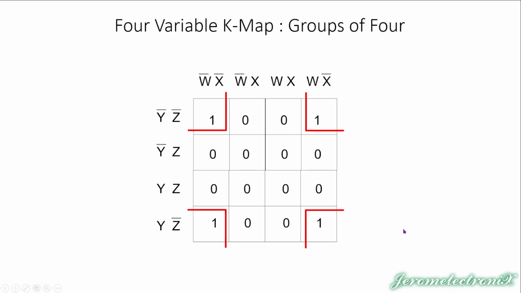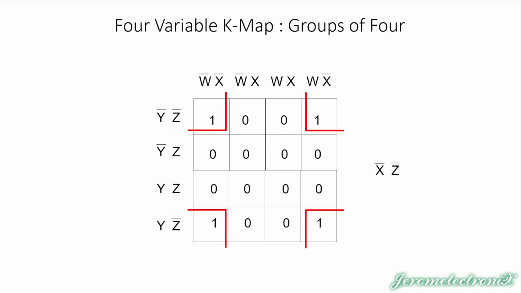Well, to figure that out, you look above these two 1s, and we've got a W and a not X. Look above these two 1s, and we've got a not W, not X. Looks like the W goes away, we keep the not X. Over here, we have a not Y, not Z. Down here, we have a Y, not Z. We keep the not Z, but the Y goes away. So if we're keeping the not X and the not Z, then our result is not X, not Z.